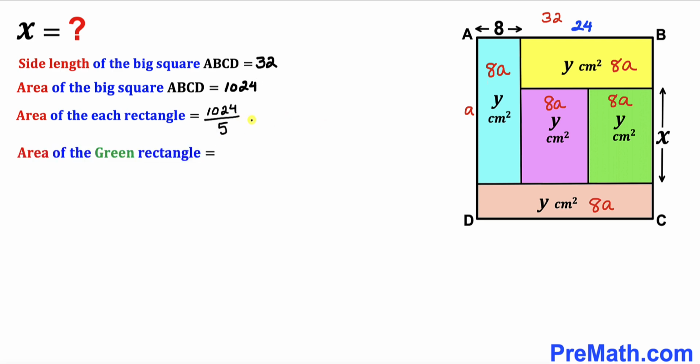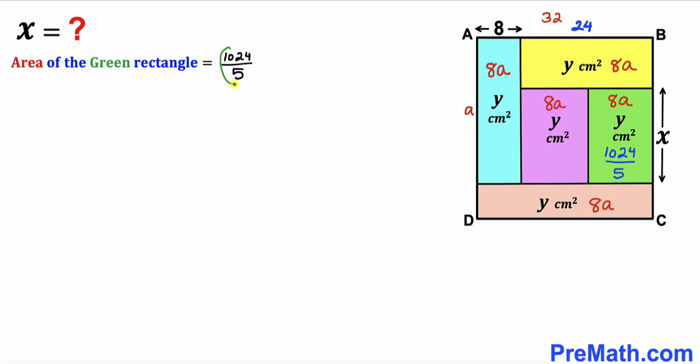And we know that all of these rectangles have same area. So therefore the area of this green rectangle is going to be 1024 divided by 5 as well. So thus we figured out the area of this green rectangle. And now our task is to calculate this side length of this green rectangle. And now let's make an observation. We know that this whole side length is 24. So therefore this side length has got to be 24 as well.